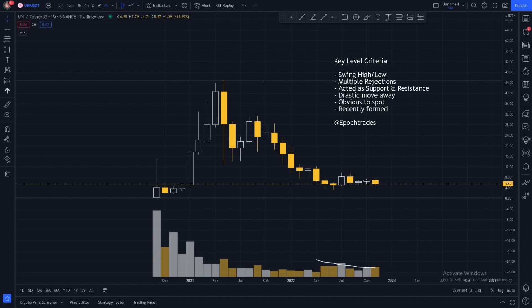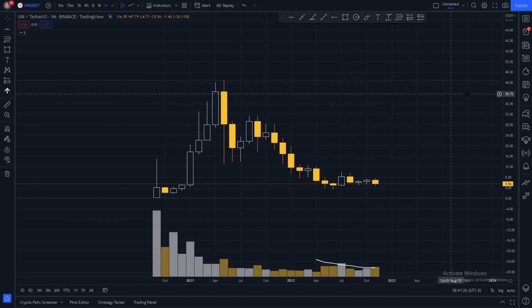Today we're going to be covering key levels on the monthly and weekly time frame for Uniswap. So, as always, our key level criteria: we look for swing highs and swing lows, multiple rejections, acted as support and resistance, drastic moves away, obvious to spot, and recently formed. So, let's go ahead and hop right in.